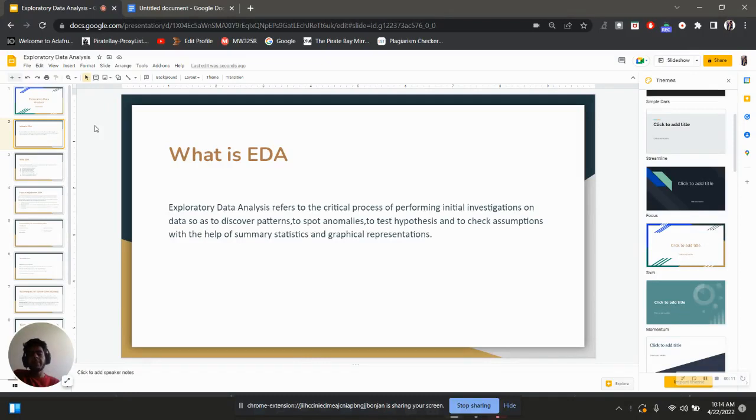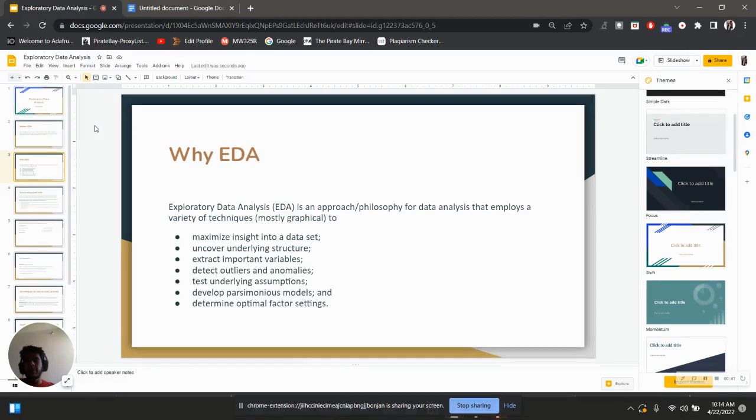So let's start with the basics first. What is exploratory data analysis, or EDA? EDA, also called exploratory data analysis, refers to the critical process of performing initial investigations on the data so as to discover different patterns, to spot anomalies, to test hypotheses, and to check assumptions with the help of summary statistics and graphical representations.